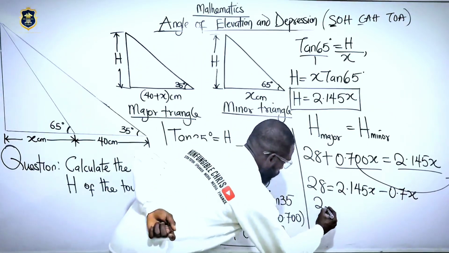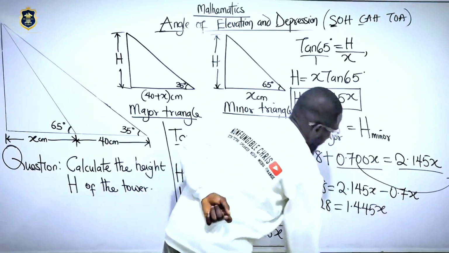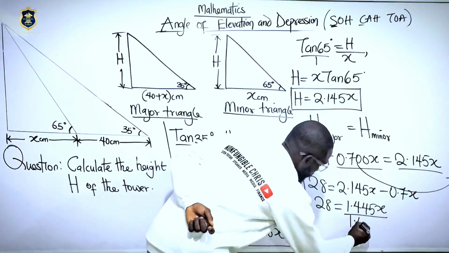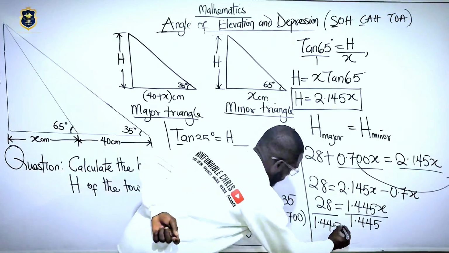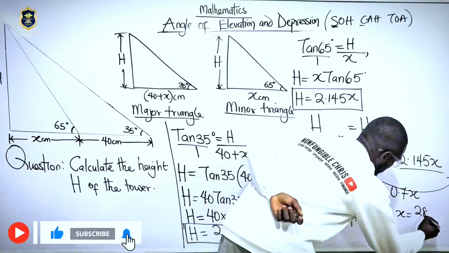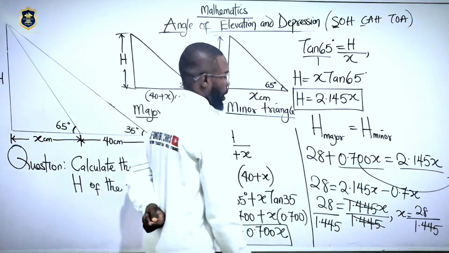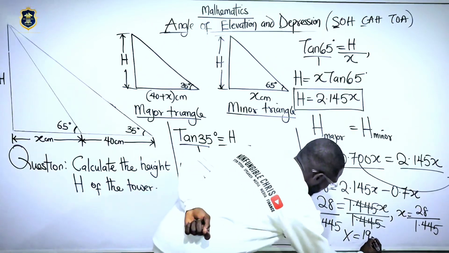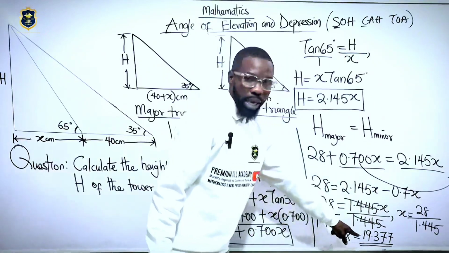So for that we have 28 is equal to 1.445x. What do we do? We divide both sides by the coefficient of x, that's 1.445. Here also 1.445, so that this takes off this. x becomes 28 divided by 1.445. What do we have? The value of our x becomes 19.377. Alright, so that's the value for x.